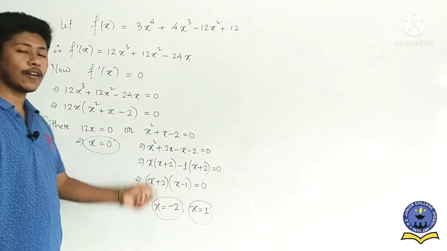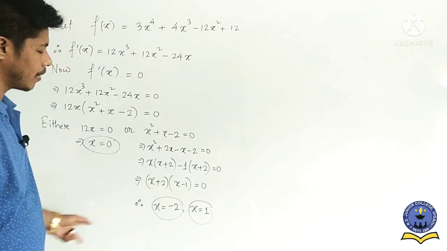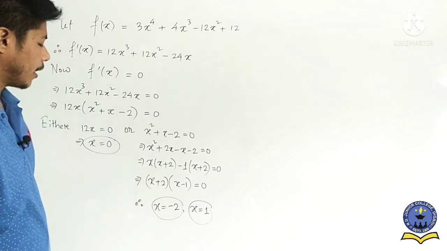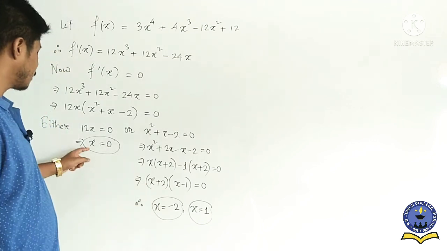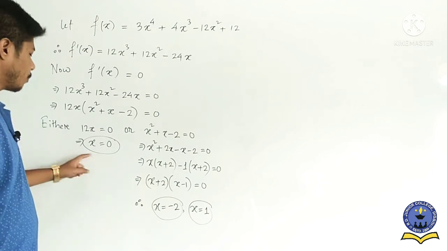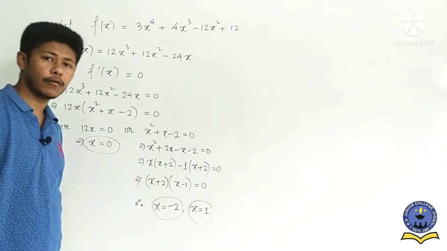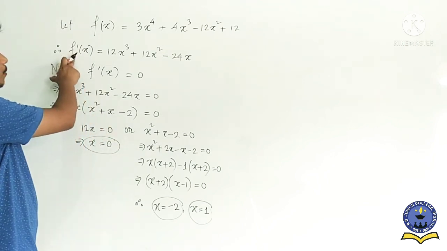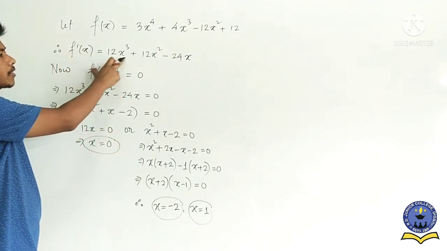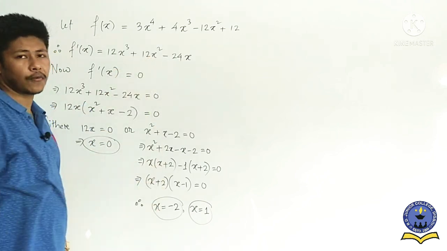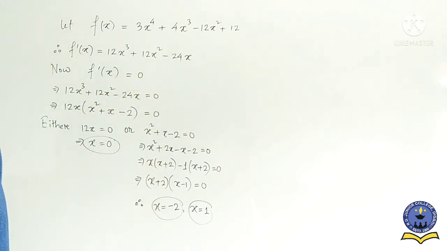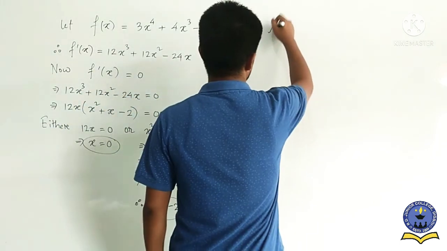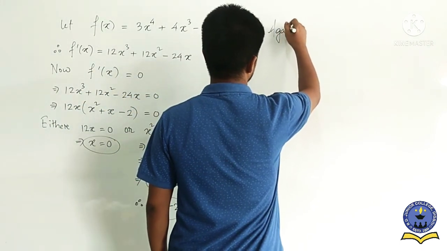For each and every critical point we have to verify at which point it is maximum or at which point it is minimum. So for that reason, one by one we have to verify. Before verifying, first of all we have to define the function again. Here f dash of x equals 12x cube plus 12x square minus 24. This result we have to define again, isn't it?